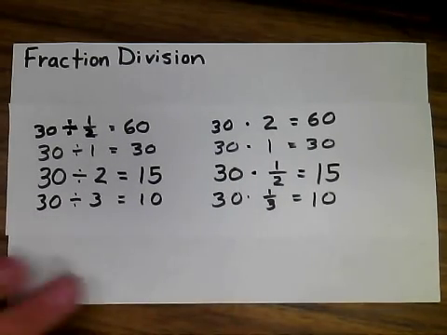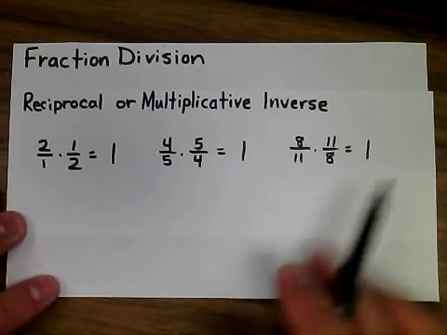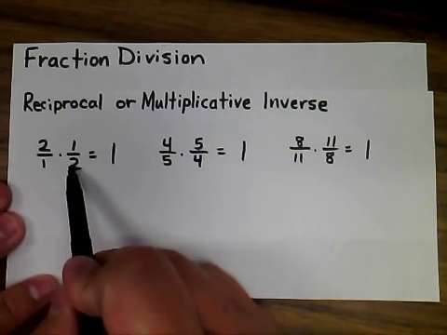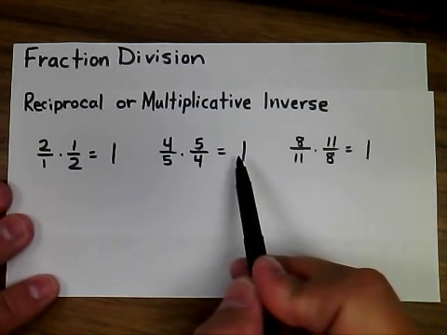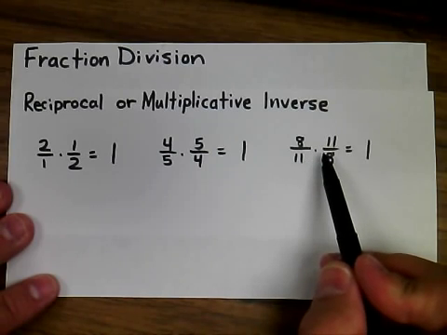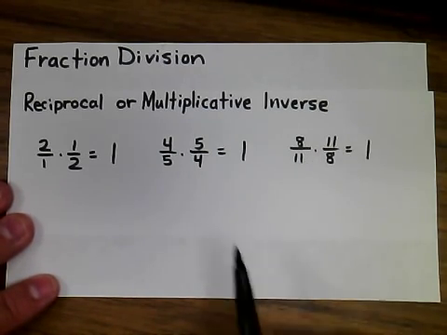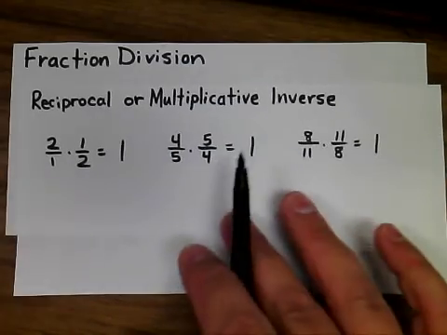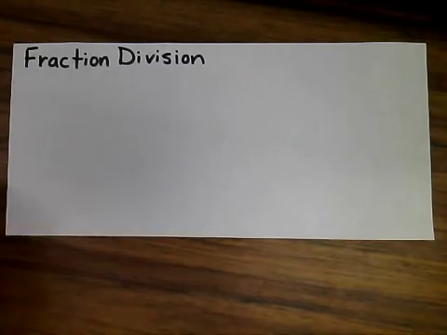The key concept here is what's known as the reciprocal, or the multiplicative inverse. Because 2 over 1 times 1 over 2 equals 1. 4 over 5 times 5 over 4 equals 1. 8 over 11 times 11 over 8 equals 1. We recognize that that relationship helps us to divide. So if we have an understanding of reciprocals, we can get started with multiplication.